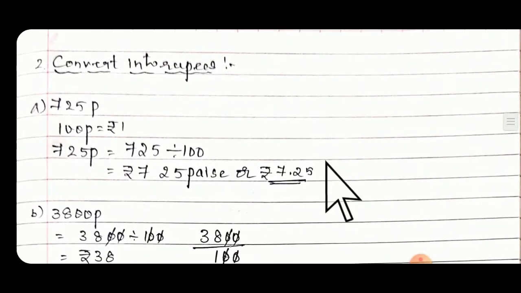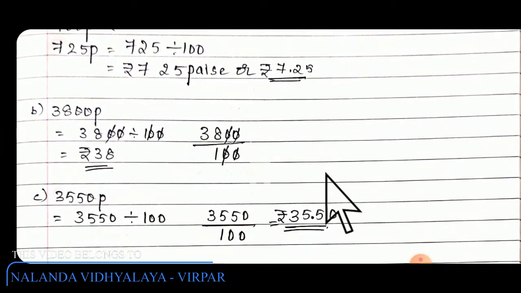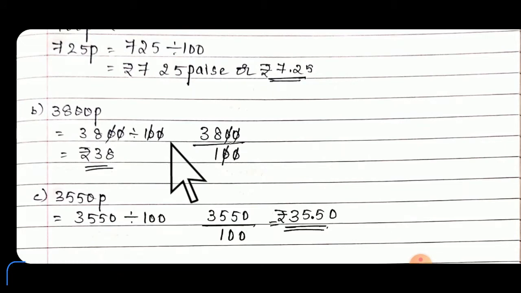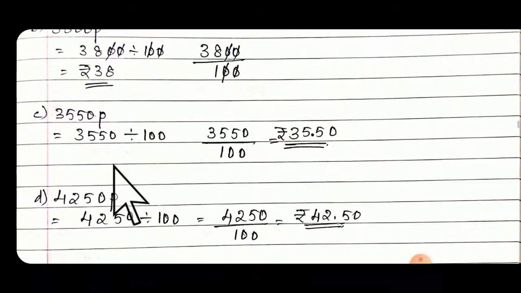Then next, convert into rupees. That means we are going backward, and that is division. 725 paise. 100 paise is equal to rupee 1. So divide by 100, it will be 7 rupees 25 paise. Then 3800 paise is there. Divide by 100. Cancel the zeros. Then also you will get rupees 38.